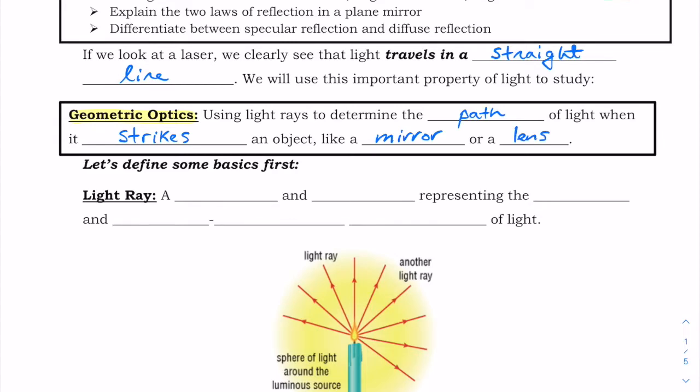Mirrors and lenses are two objects that light interacts with that allows us to see. For example, mirrors reflect light, whereas lenses bend light. Lenses can be found inside of eyeglasses, microscopes, and telescopes. These devices allow us to change the path of light and form images where we desire. But first, a little bit of terminology.